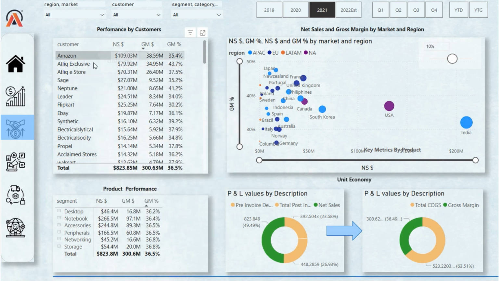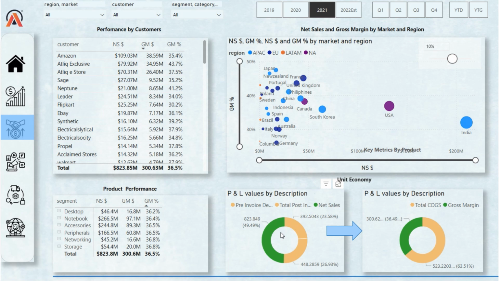And here, if you want to see the segment-wise performance, which segment has performed better? As we can see, the notebook and accessory segment is doing quite good. They have contributed the maximum amount of value in this particular segment. That means these two segments are very profitable for us at the overall level.